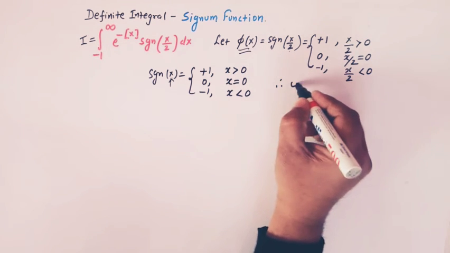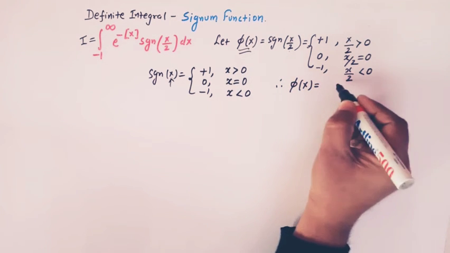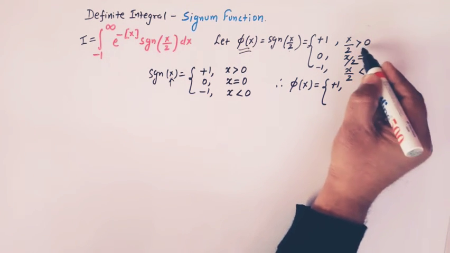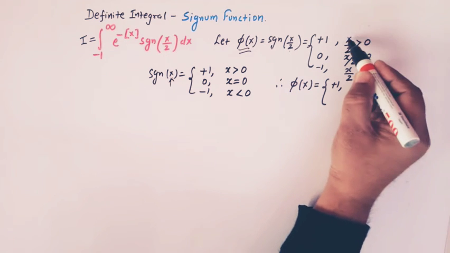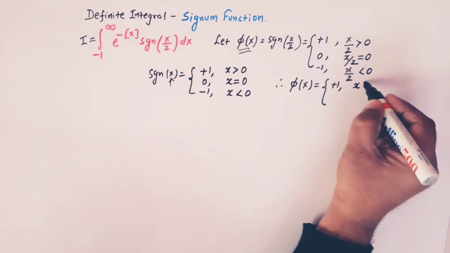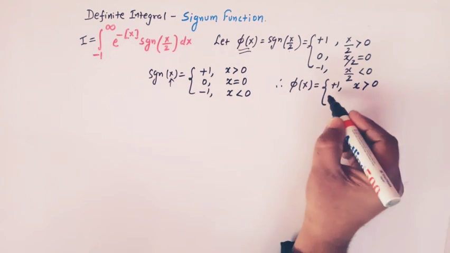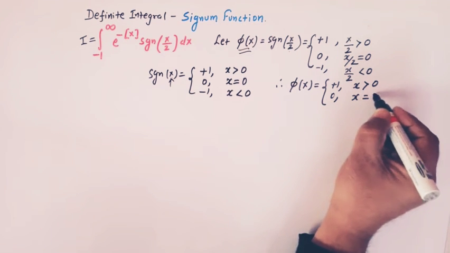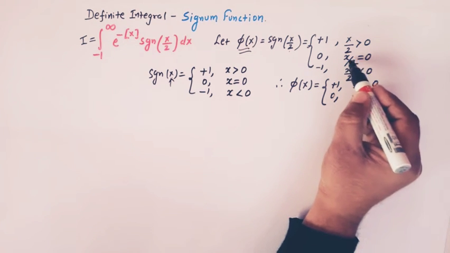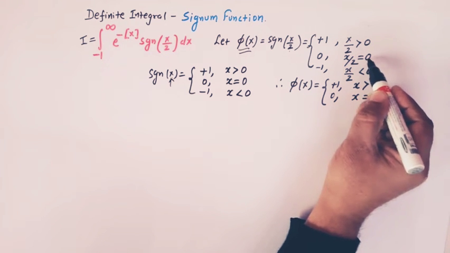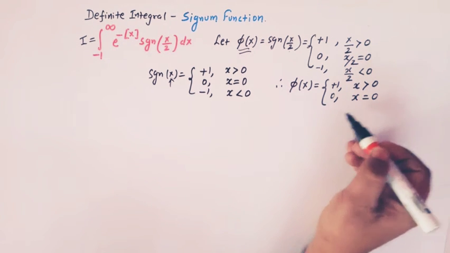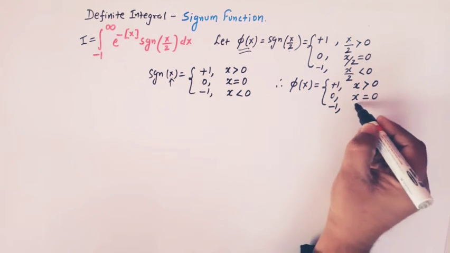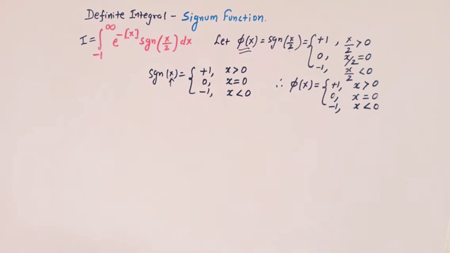So now we can write phi of x is equal to plus 1 whenever x over 2 is greater than 0, or solving this inequality, x greater than 0. And phi of x is equal to 0 whenever x is equal to 0, because when we solve x over 2 equal to 0, we get x equal to 0. And phi of x is equal to minus 1 whenever x is less than 0.